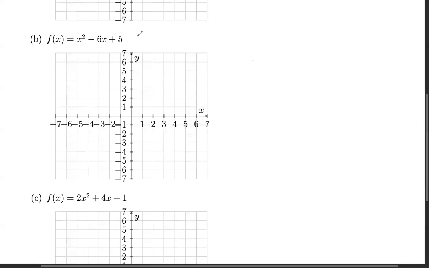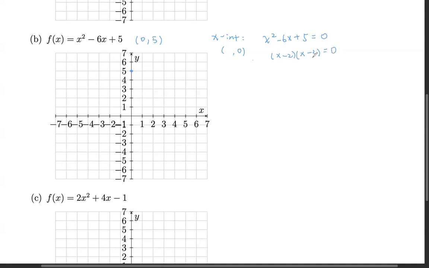B: if the x value is 0, this first term is 0, this term is 0, we see f of 0 is 5. So (0, 5) is the y-intercept. To find the x-intercept, we want to set the function to be 0. So x squared minus 6x plus 5 equals 0. Right? X-intercept means the y value, the function value, is 0. So we can factor this.